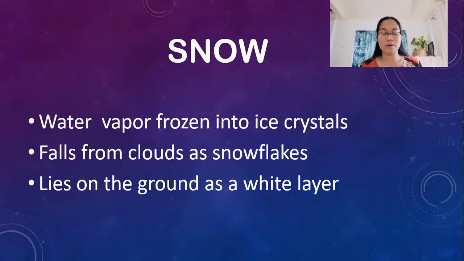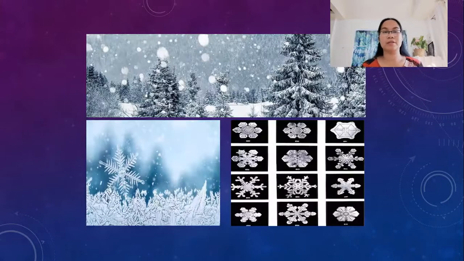Of course, snow is in the form of solid water or ice. Water vapor frozen into ice crystals. They fall from clouds as snowflakes and also lie on the ground as a white layer. So here is an example of snow.